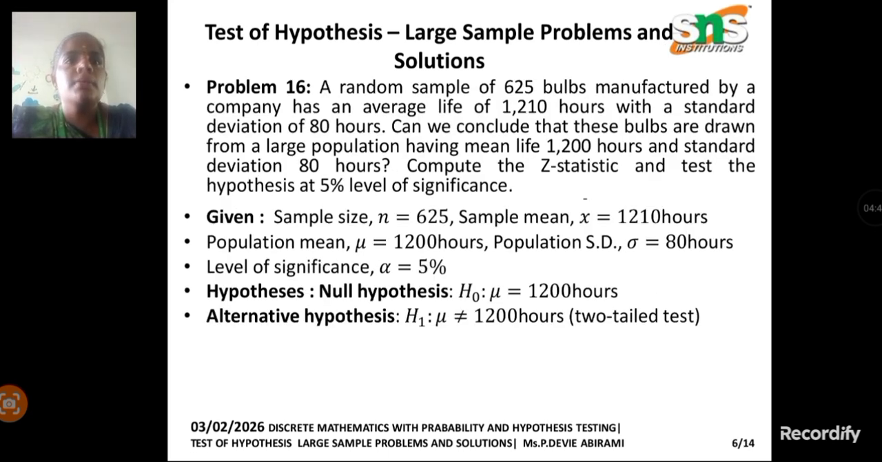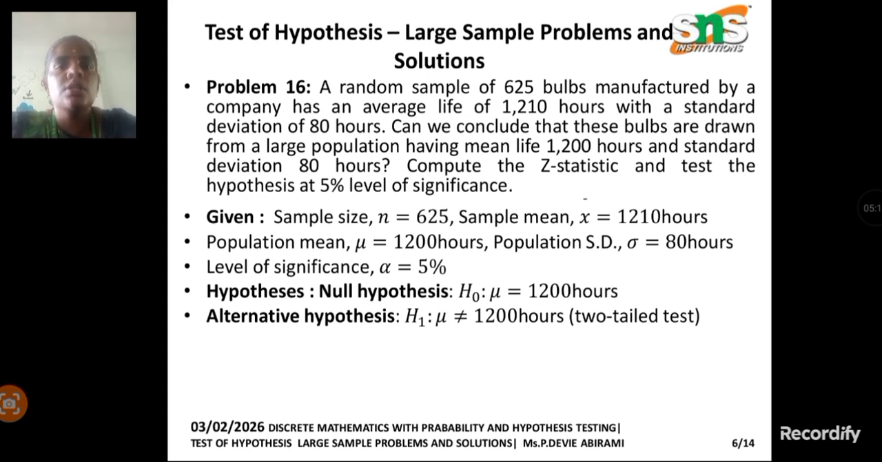And the third problem is the same as the previous problem. There is a sample of 625 bulbs. The company has an average life of 1000 hours with a standard deviation of 80 hours. Can we conclude that these bulbs are drawn from a large population having a mean life of 1200? So the standard deviation they have given is 80 hours. As we have said in the previous problem also, here also we are having a 5% level of significance. We are going to test the hypothesis.